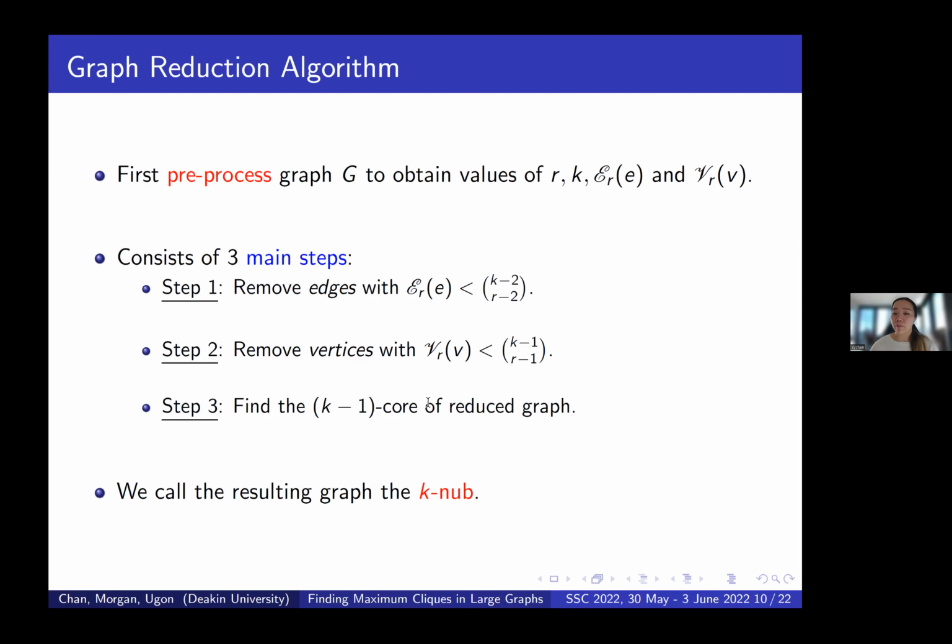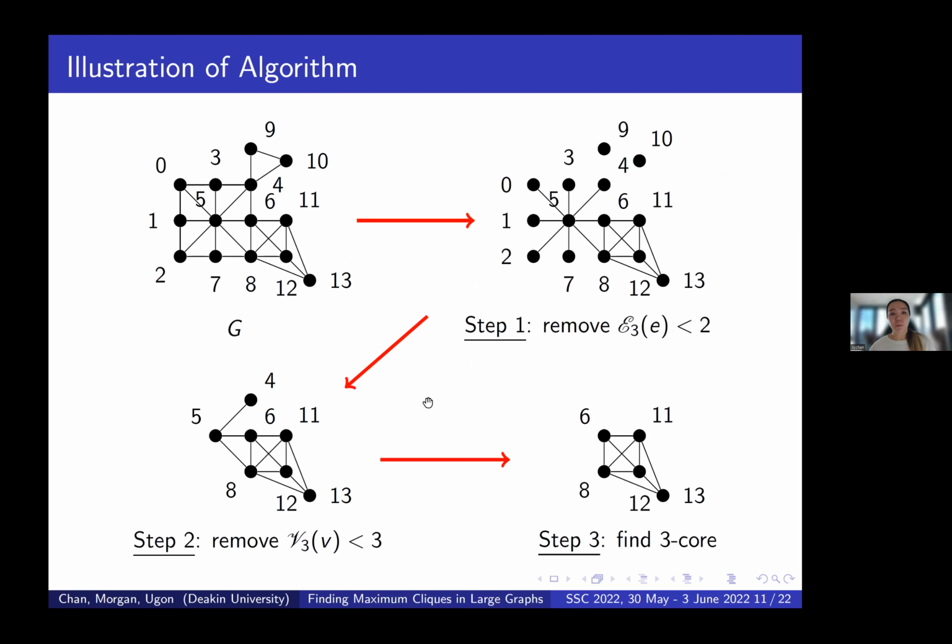Let's use a figure to illustrate this example. We use the same graph from before. So we've got graph G that we start with here on the top. The first step is to remove edges. Here we count with R equal to 3, so we look at the 3-cliques. In the first step, we remove edges that have edge participation less than 2. You can see I've removed quite a few edges from here.